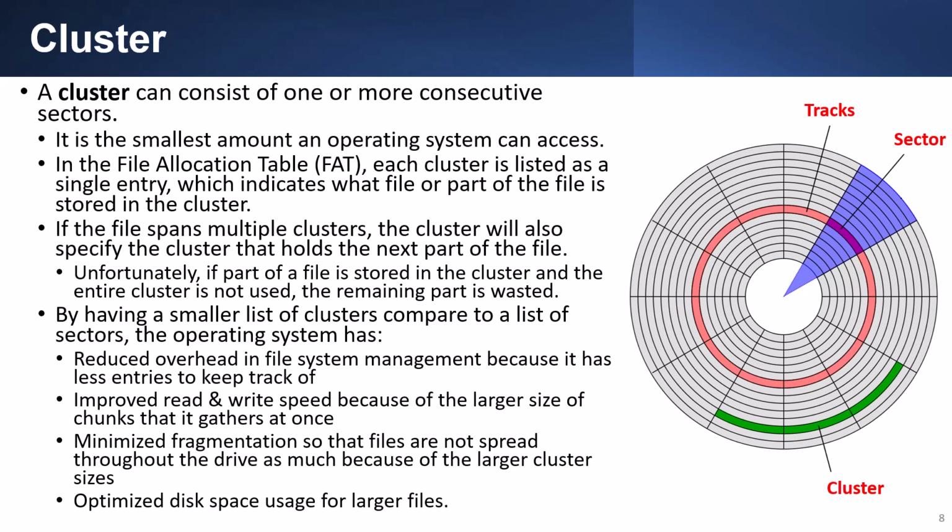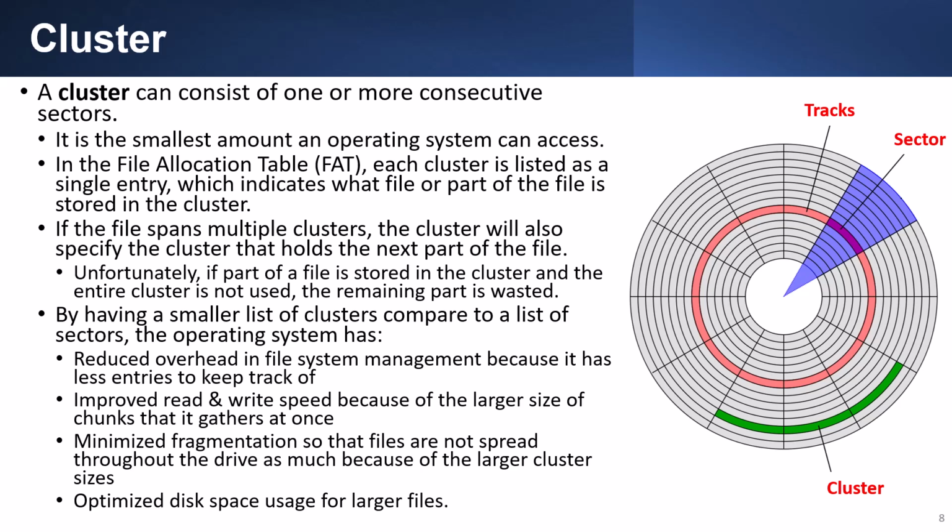A cluster can consist of one or more consecutive sectors. It is the smallest amount an operating system can access. In a file allocation table, or FAT, each cluster is listed as a single entry, which indicates what file or part of the file is stored in the cluster. If the file spans multiple clusters, the entry will also specify the cluster that holds the next part of the file. Unfortunately, if part of the file is stored in the cluster and the entire cluster is not used, the remaining part is wasted.